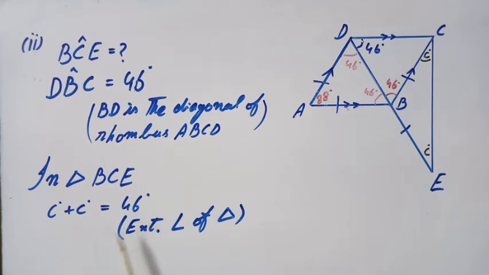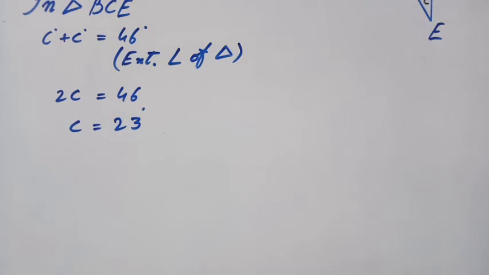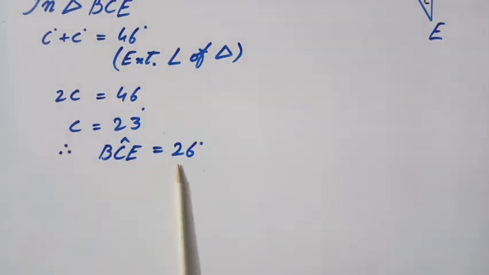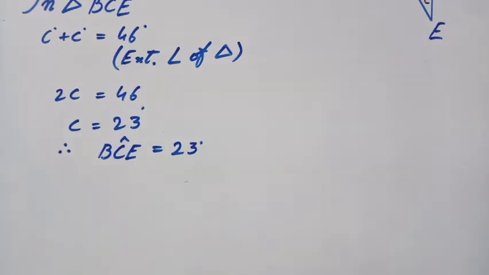Now solve it algebraically to find out the measurement of the unknown angle. This way C is equal to 23 degree. Sorry, the angle C we have calculated as 23, and the angle C we had considered for the angle BCE. So angle BCE we have calculated as 23 degree, right?